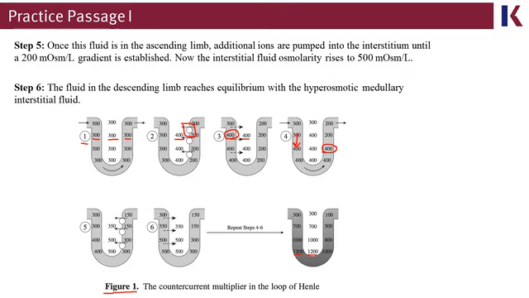Then that higher concentration is again pumped out by the pumps in the ascending loop. The descending loop finds equilibrium with the interstitial space, and then you repeat steps 4 through 6. This loop, repeating over and over again, moves the concentration at the bottom of the loop from 400 to 500 over and over again, all the way up to the 1200 that we recognize.